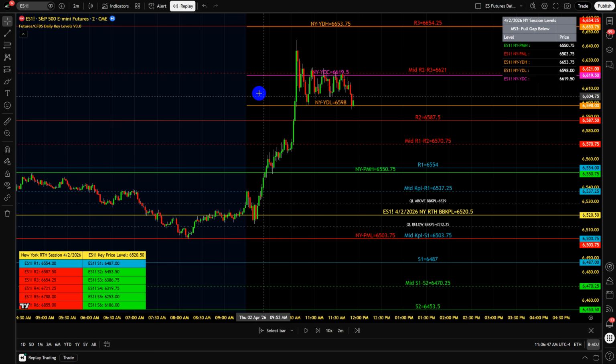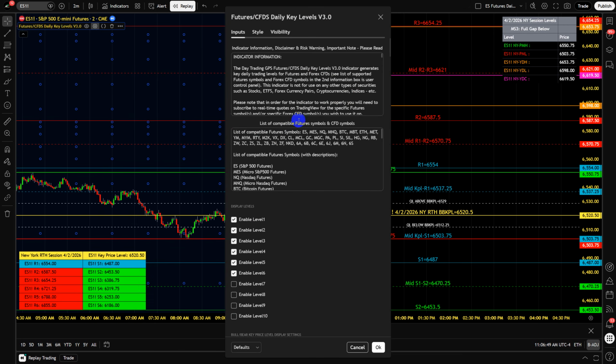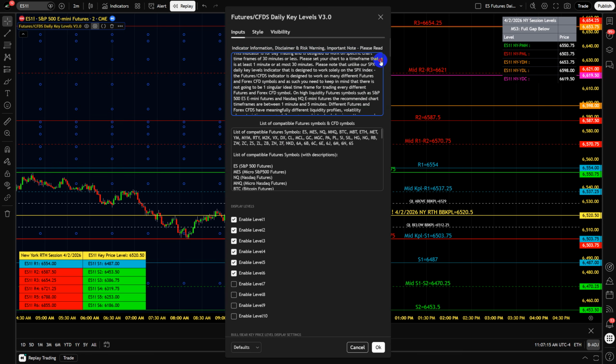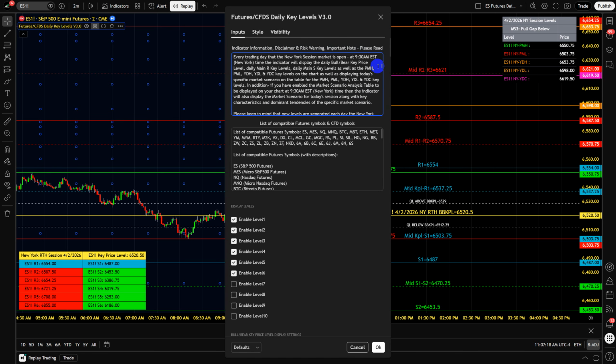Okay, so first off, we'll just take a look at the user control panel. You'll see at the top of the user control panel, there are two boxes of information. The top box is the indicator information, disclaimer and risk warning, and important note. So this is just information provided about how the indicator works, what type of symbols it works on, chart time frames, how the key levels are generated every day.